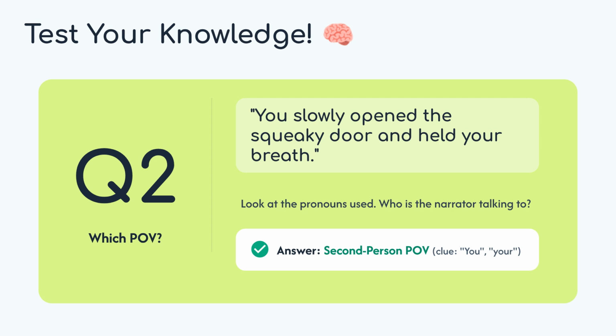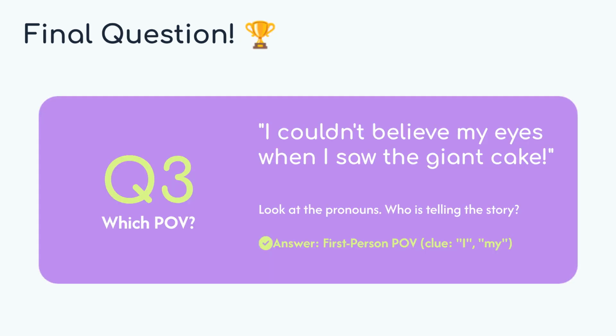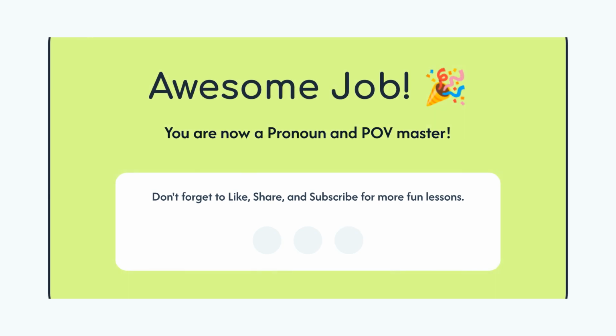For this sentence, we see the use of you and your, identifying it as second person point of view. For our final question, the use of I and my confirms this is written in the first person point of view. Great job! You've done an awesome job and are now a master of pronouns and points of view.